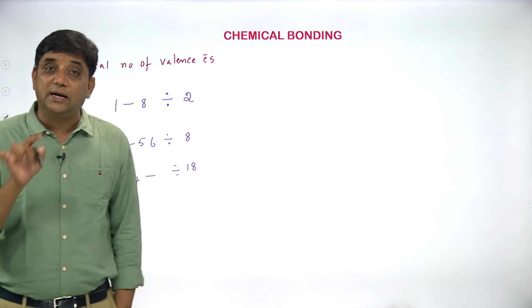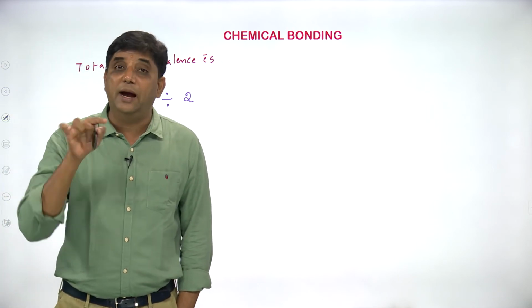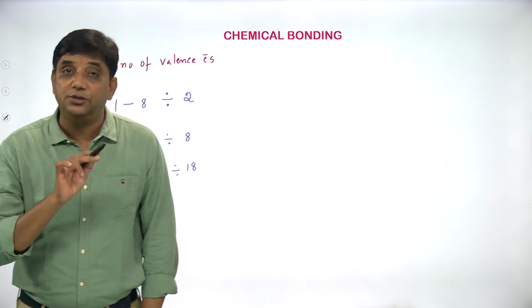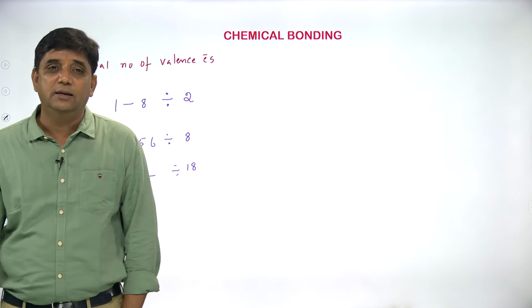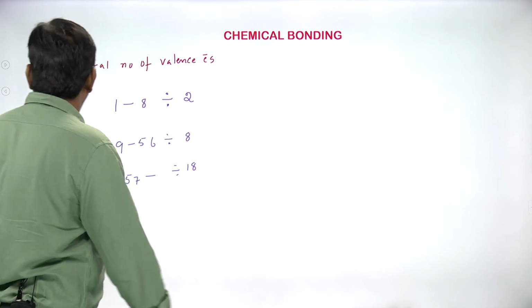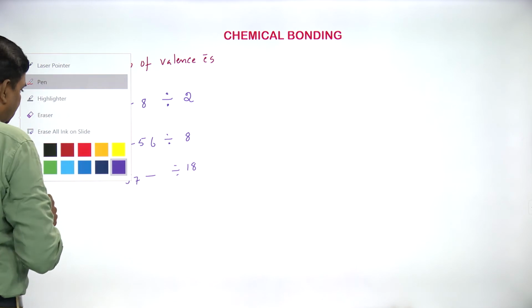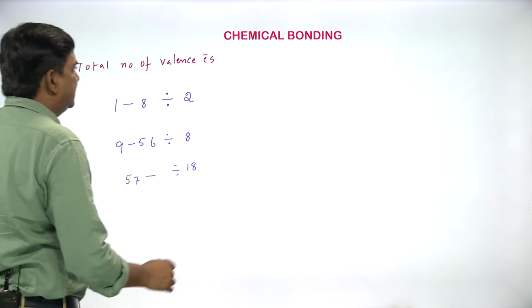If the species contains a negative charge, for one negative charge, add one electron. And if the species contains one positive charge, remove one electron. We will see different examples now. Now, let us see CH4.